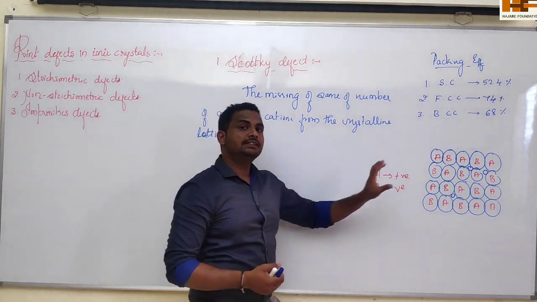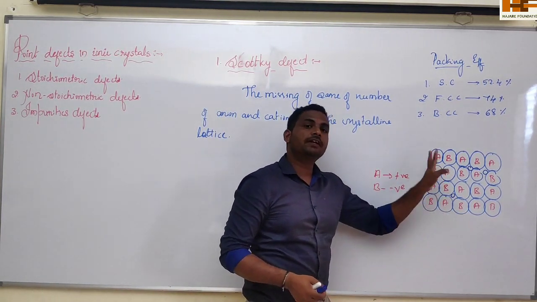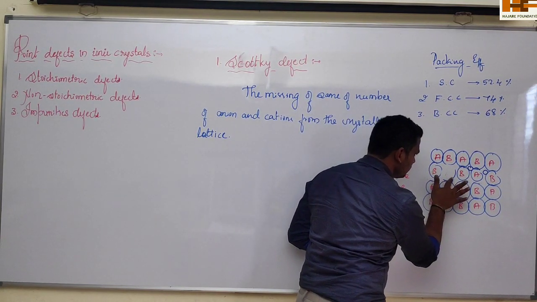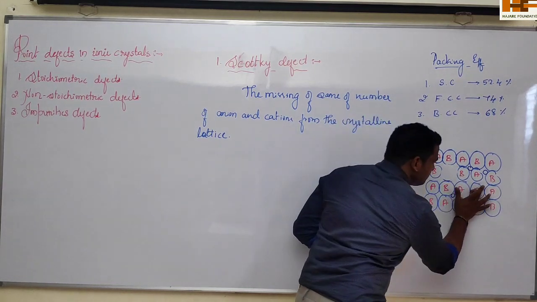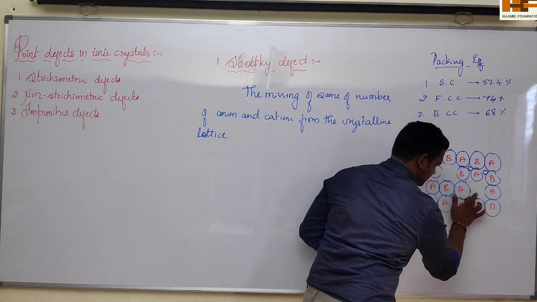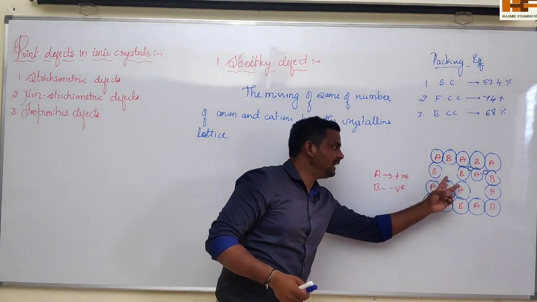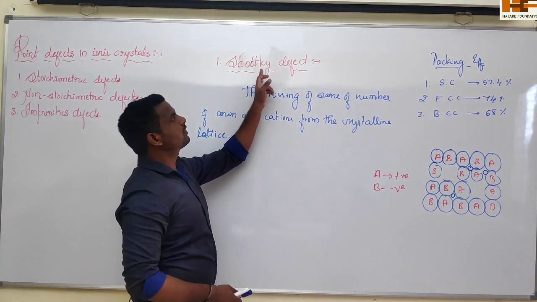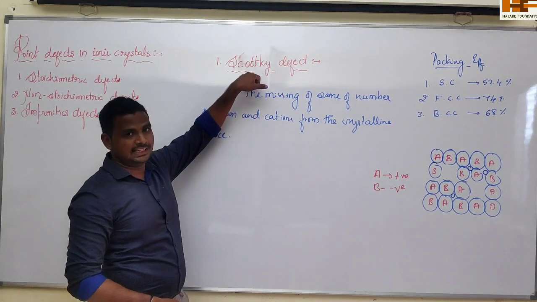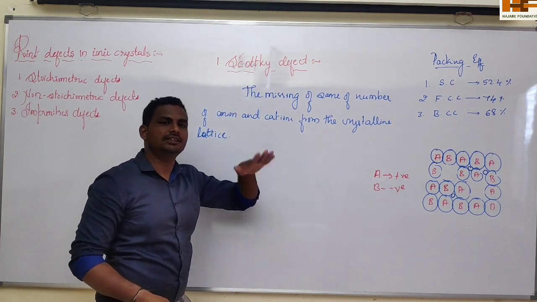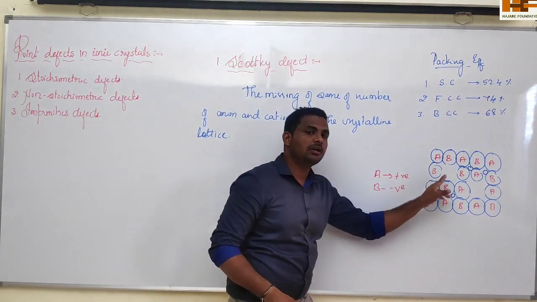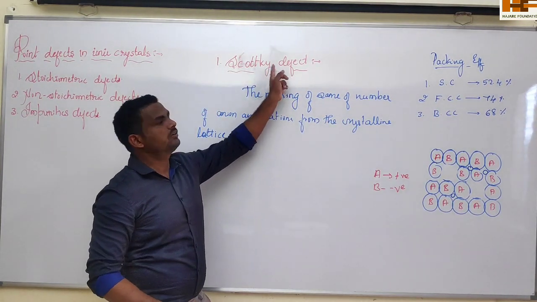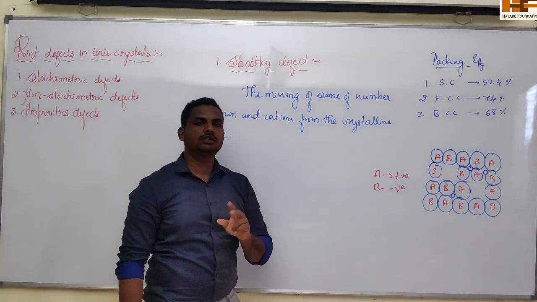If there is a missing of the same number of cations and anions, suppose an A is missing here, and at the same time a B is also missing from that crystal. That means there is a missing of the same number of positively and negatively charged ions. This type of defect we call a Schottky defect. Schottky stands for the same number of cations and anions missing from the crystal. Okay, so this is important for the 2 marks.